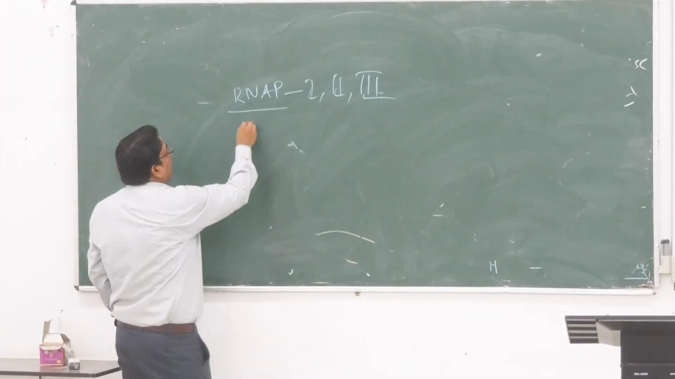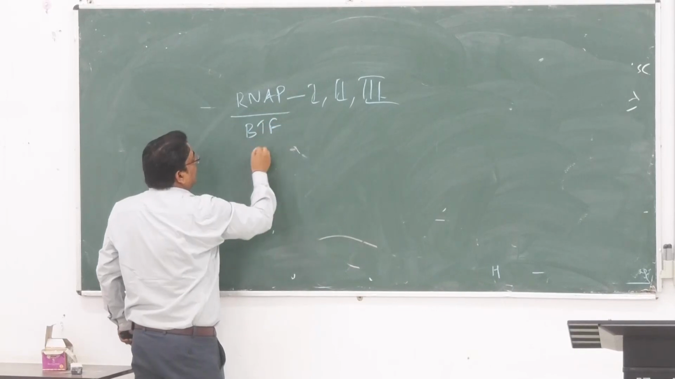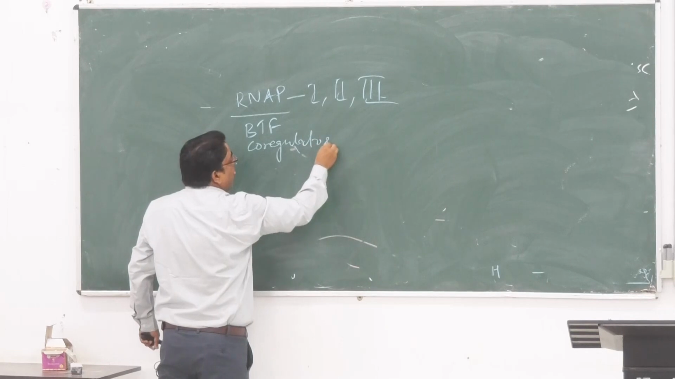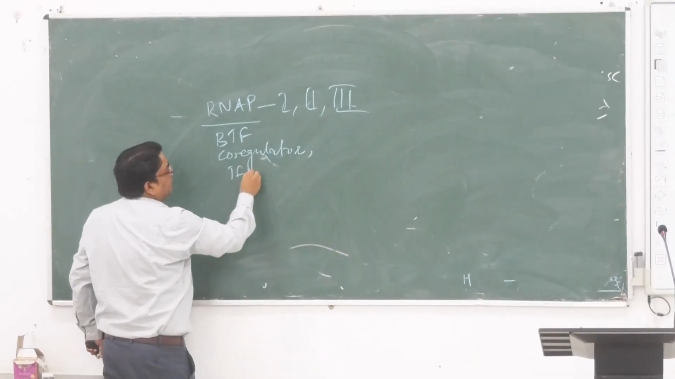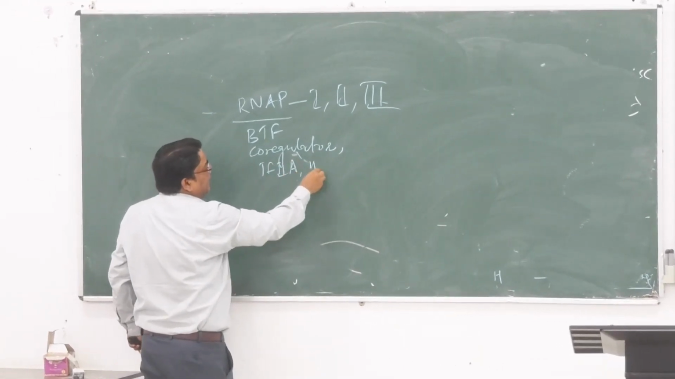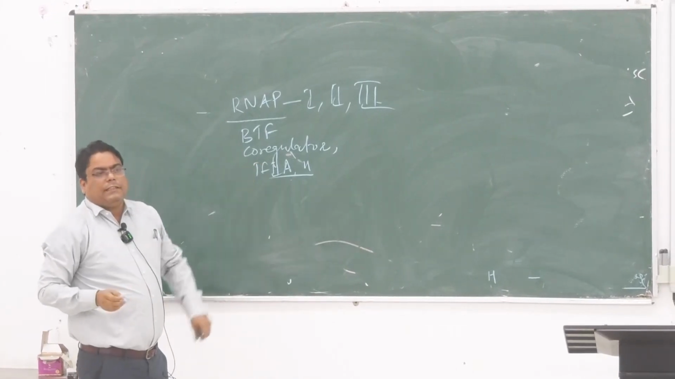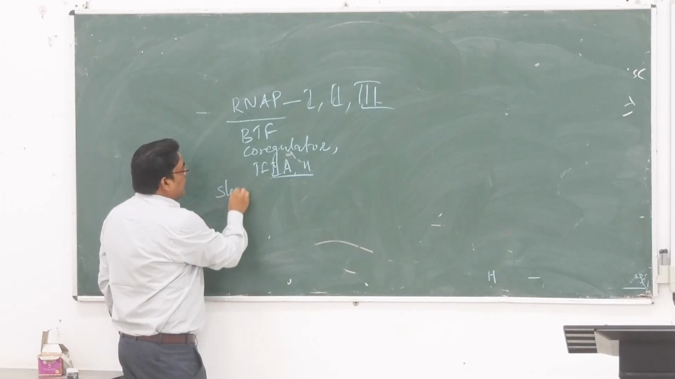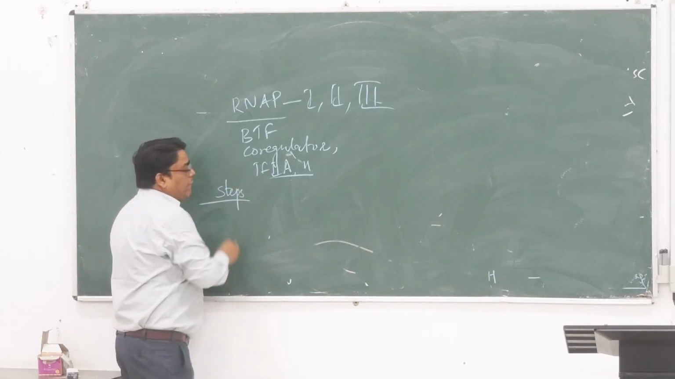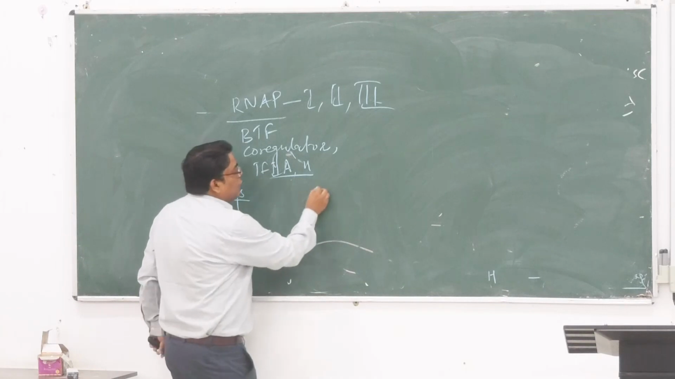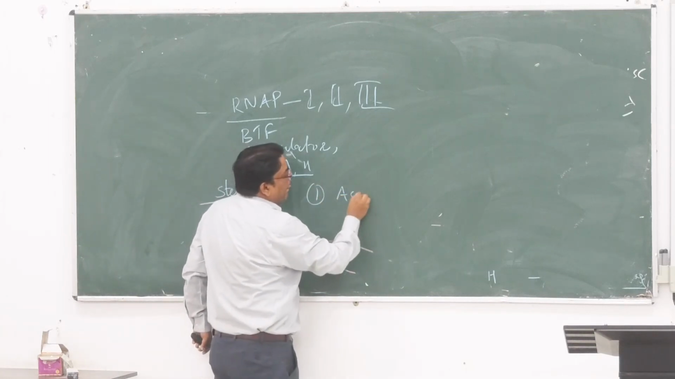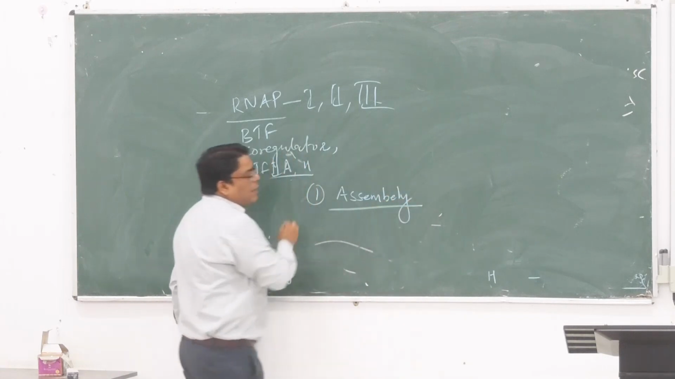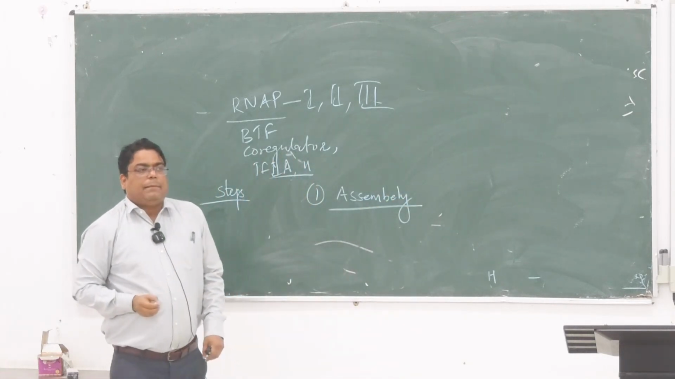Okay. And we require basal transcription factors, co-regulators, and some transcription factors, different transcription factors like TFIIA, TFIIH, and others. I already mentioned in the table. Okay. Now in the step process, I will add one important step that is called assembly. We call this step the assembly of eukaryotic transcription. You understand the meaning of assembly.